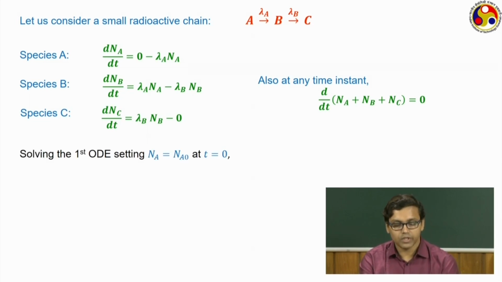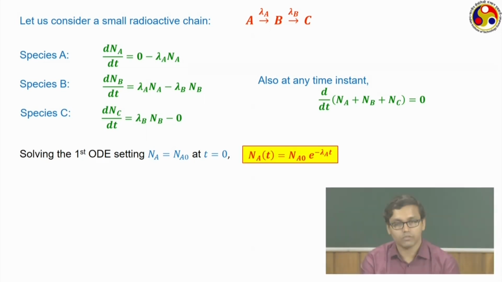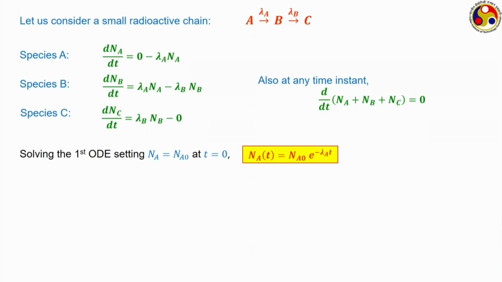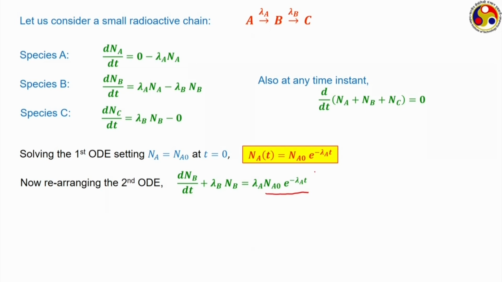Solving the first ODE with an initial condition of Na equal to Na naught at time t equal to 0, we get the familiar exponential decay form of the element A. For B, let us put this expression of Na back into the equation for B. After rearranging the terms, dNB/dt plus lambda B NB is equal to lambda A into Na, where the Na part has been replaced by the form we just got in the previous line.